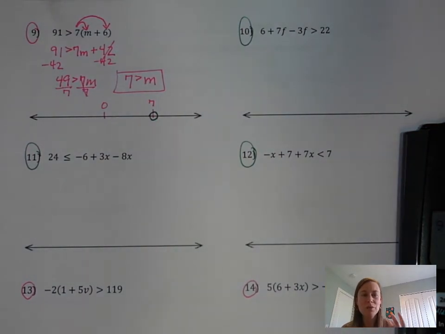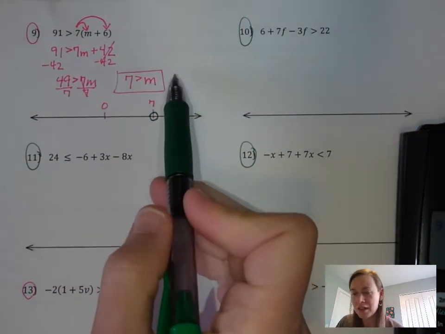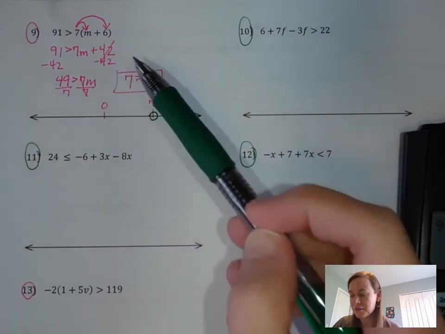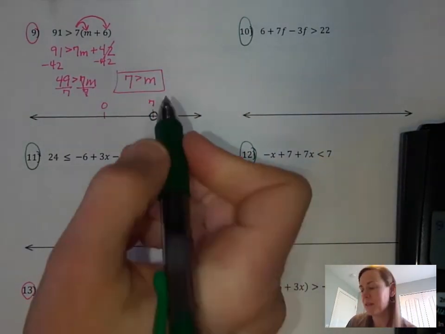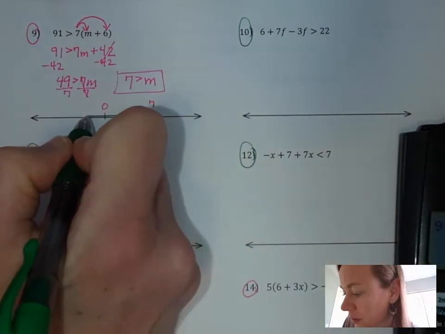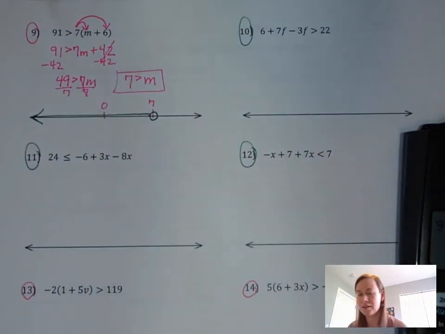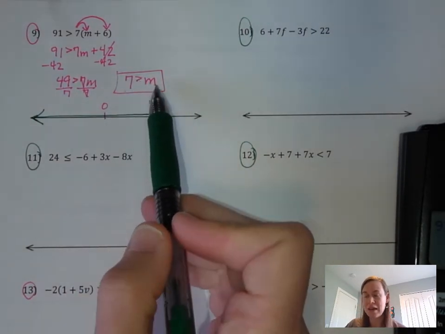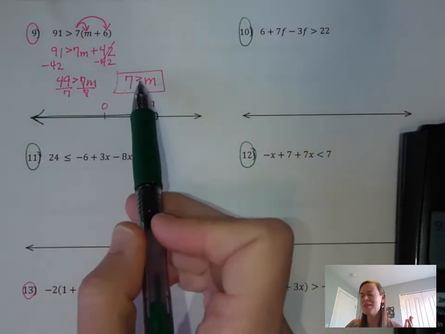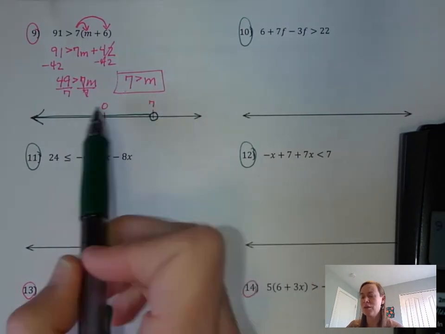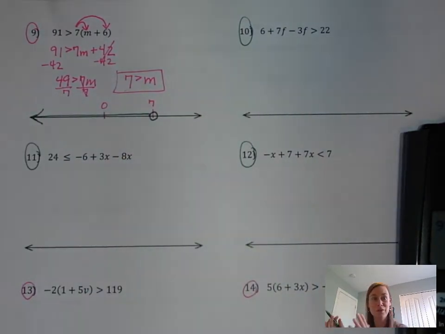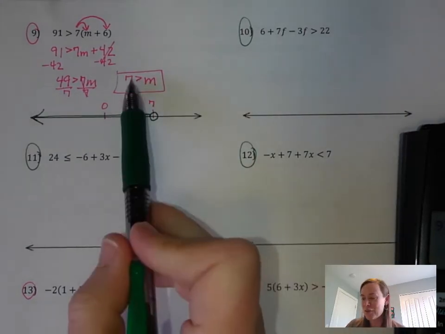Okay, now I'm going to read it from the variable. So I'm actually going to read this backwards. So m is less than 7. M is less than 7. So m is all the numbers that are smaller than 7. So it's all the numbers that go this way. If you would rather read it this way, you could say 7 is greater than m. Okay, so 7 is greater than all the answers. So all the answers would be over here where the smaller numbers are, and 7 is over here where the bigger numbers are. Okay, so you've got your solution.